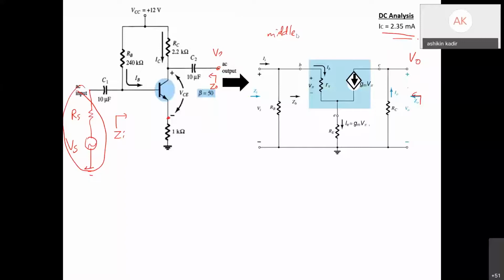Okay, how much is your ZI, Z out? Z out equal to 2.2 kilo ohm. ZI, not calculated yet.